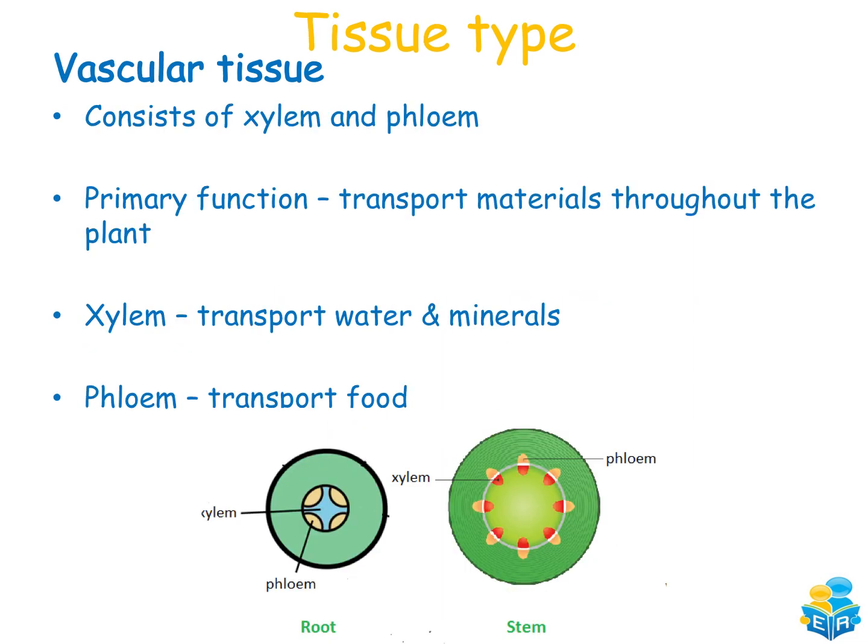And then our vascular tissue, this consists of xylem and phloem. So the primary function is to transport materials throughout the plant. Xylem is responsible for the transport of water and minerals, phloem responsible for the transport of food. And it doesn't matter whether you're looking at the longitudinal section or the transverse section, the xylem is always going to be towards the centre. The phloem is always going to be towards the outside. Okay, really, really important. And you can kind of see that over here when you look at the transverse section here.